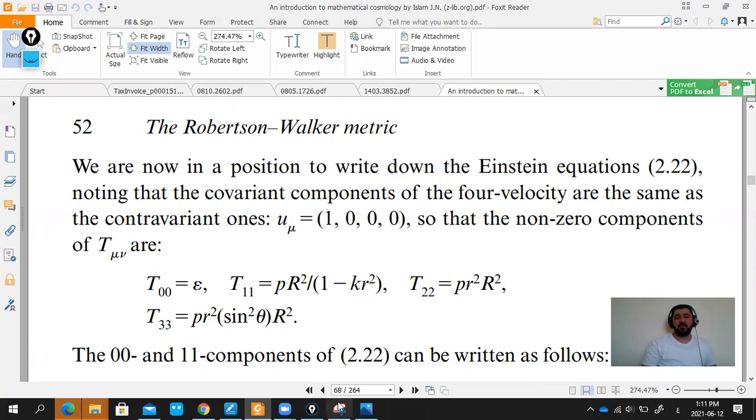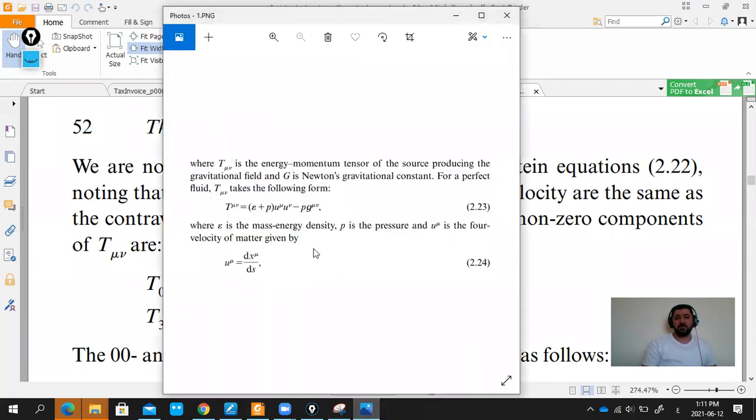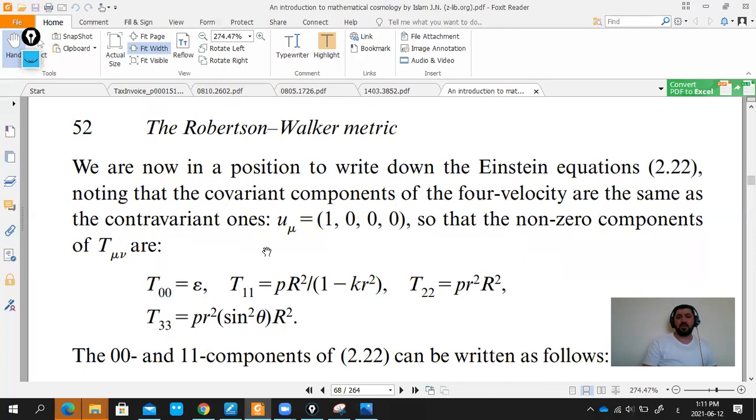Then if we do this and go back to this equation here, and we apply that this is 1, 0, 0, and here of G mu nu we know what the components are. Then we try to find the time components and spatial components of this one. So we'll find these non-zero components, T00, T11, T22, and T33.